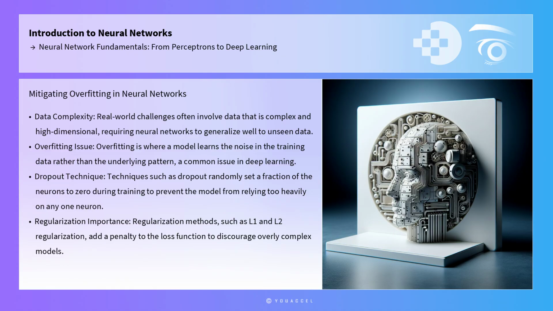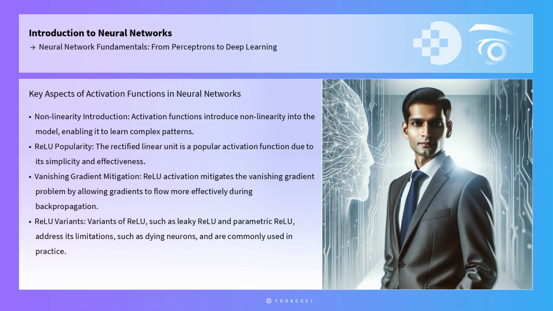Additionally, regularization methods, such as L1 and L2 regularization, add a penalty to the loss function to discourage overly complex models. These techniques are crucial for developing robust models that perform well on real-world data. Another critical aspect of neural network design is the choice of activation functions, which introduce nonlinearity into the model, enabling it to learn complex patterns.